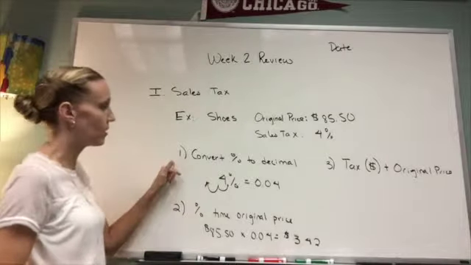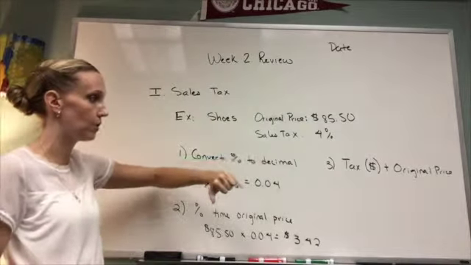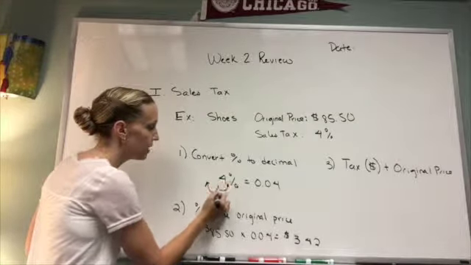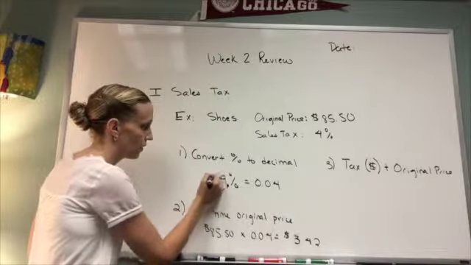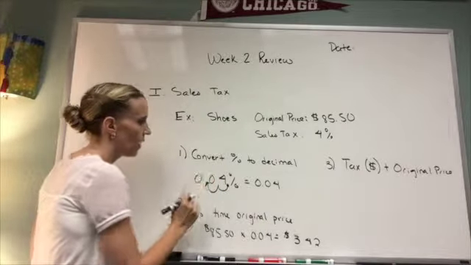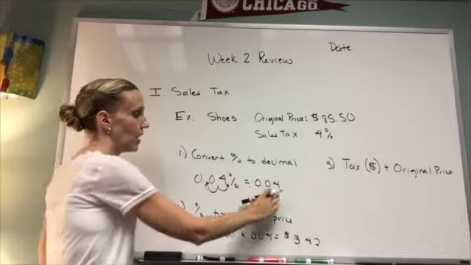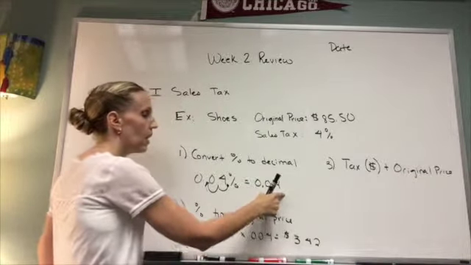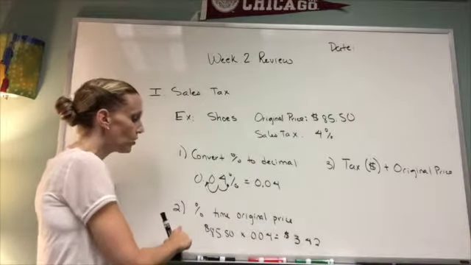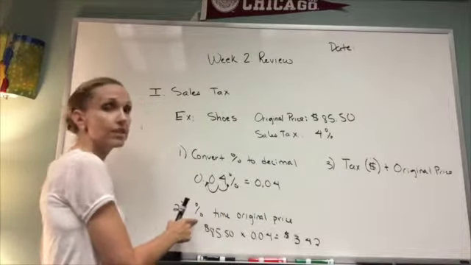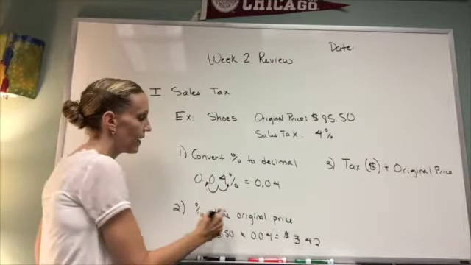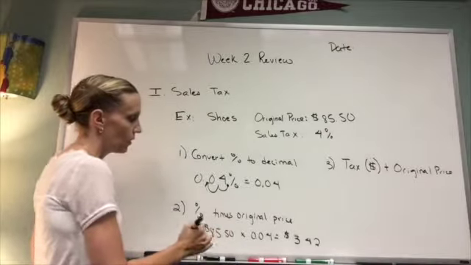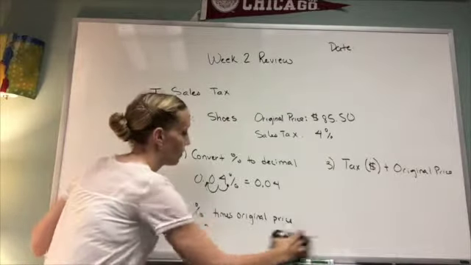Well, our first step is to convert our percent to a decimal. And we do that by moving the decimal over 2 places to the left. Meaning that 4% is the same thing as 0.04. Then our second step is to multiply that percent, that's now in terms of a decimal, times the original price.